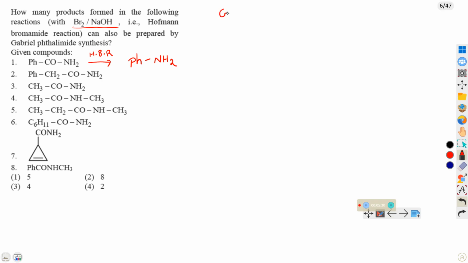We know that Gabriel phthalimide synthesis is used to prepare primary aliphatic amines only. Here an aromatic amine is formed, so this cannot be prepared by Gabriel phthalimide synthesis.